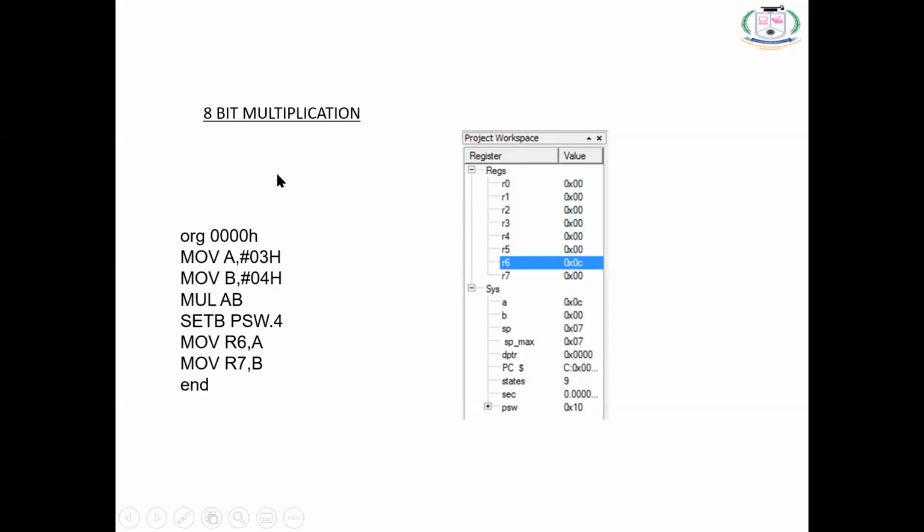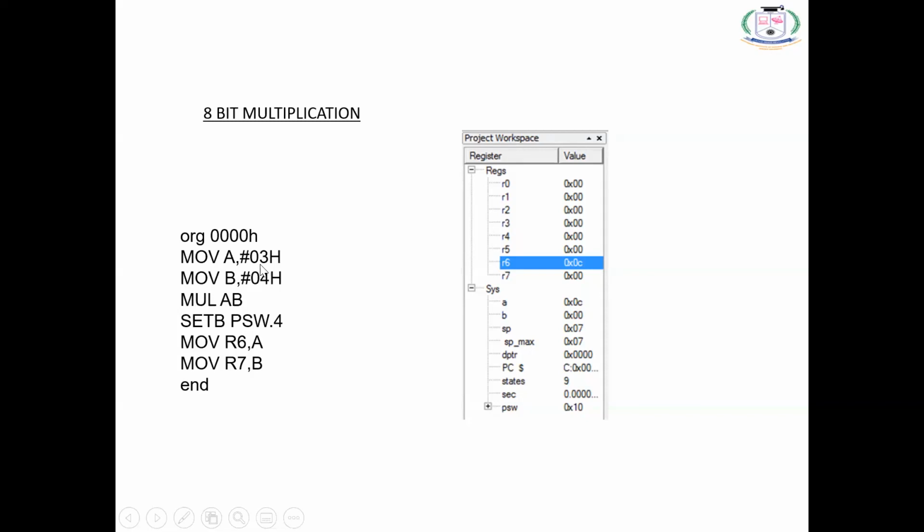Now 8-bit multiplication. You see, in only 6 lines of program I can perform 8-bit multiplication. You all know we use the B register only for multiplication and division. At other times we won't use the B register. You can see in the entire program, the B register is used along with the MUL and DIV instructions. So accumulator A is 3, B register value is 4. Okay, MUL AB. Actually, we are performing A into B.